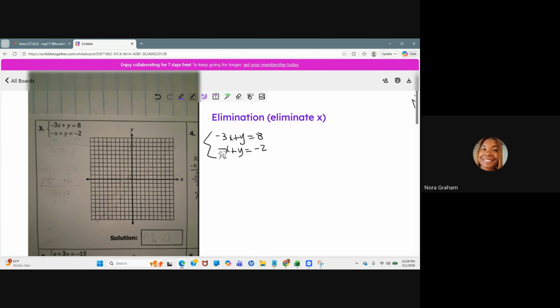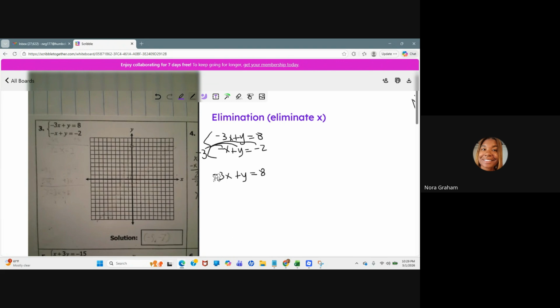So I want to find a way to make this negative x positive 3. A way I can make that negative x positive 3 is to multiply it by negative 3. But what I do to one term in that bottom equation, I have to do to every term in that bottom equation. So that negative 3 has to hit each and every one. This top one's just going to come along for the ride. So I have negative 3x plus y equals 8.